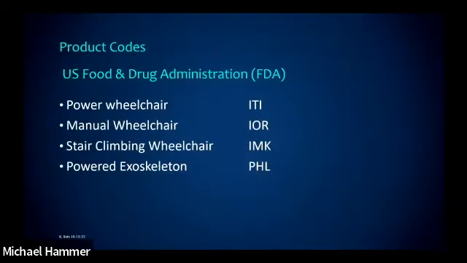Anticipating questions, you guys are like, well, what are those codes? They're not necessarily easy to find, but these are the codes that you would search for different types of devices. The powered exoskeletons I threw up there because I used it as an example, but power wheelchairs are ITI, manual wheelchairs are IOR, a stair climbing wheelchair is an IMK. So you can search by product code and see all of the recalls that have been posted in a time frame for that particular area.